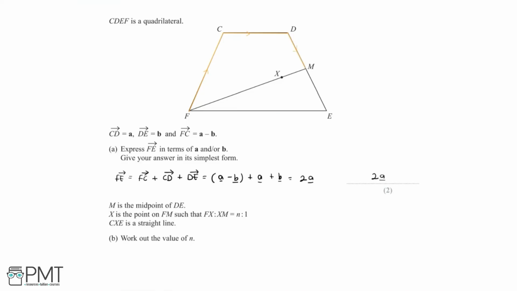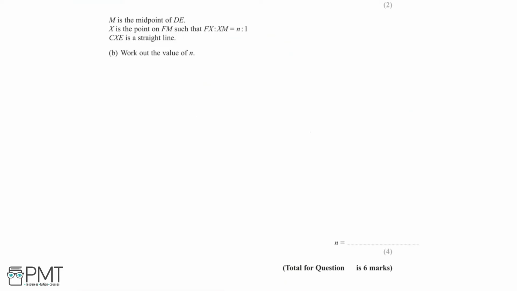Now since we're told that M is the midpoint of DE, the vector DM would be half of the vector DE. We know that the vector DE is equal to b, and so the vector DM must be equal to half b. And so we can say that the vector FM is equal to FC plus CD plus DM, which is equal to a minus b plus a plus half b. And we can simplify this by collecting like terms. a plus a is equal to 2a, and minus b plus half b is minus half b, and so the vector FM is equal to 2a minus half b.